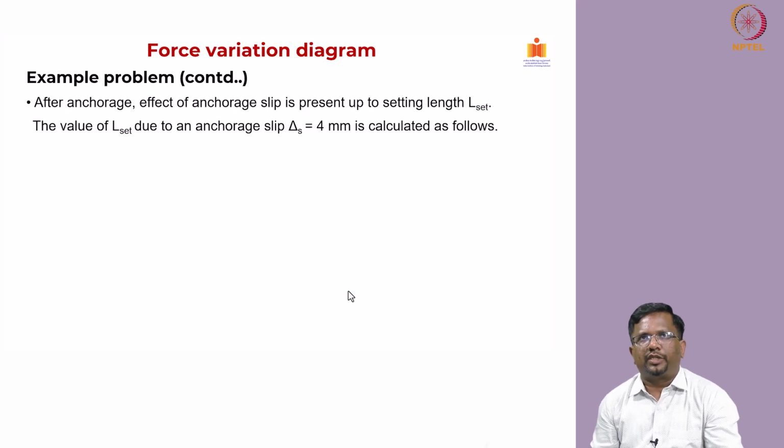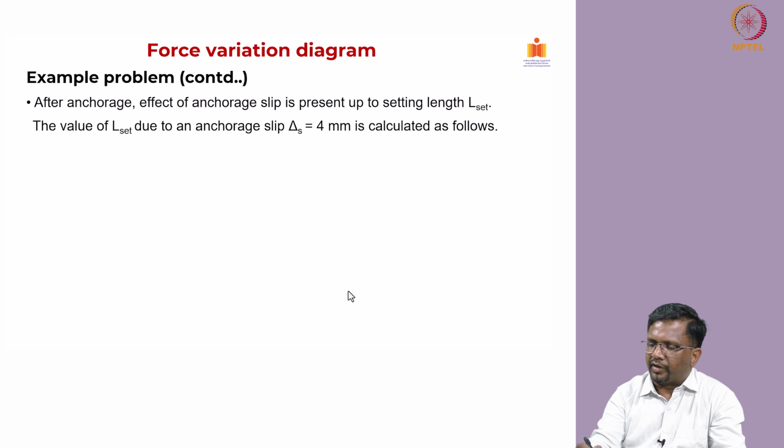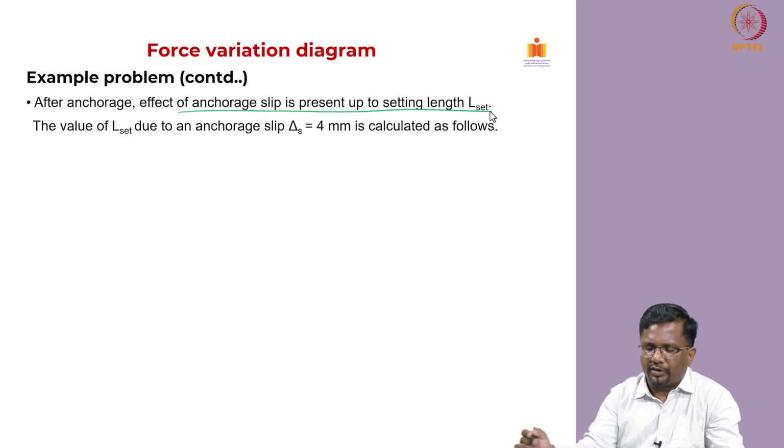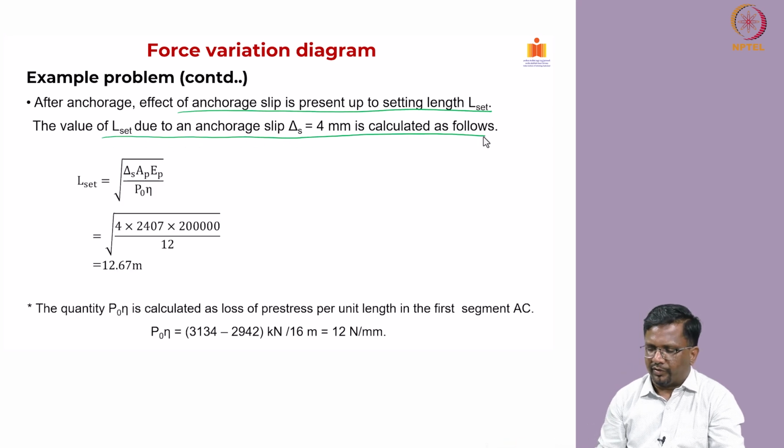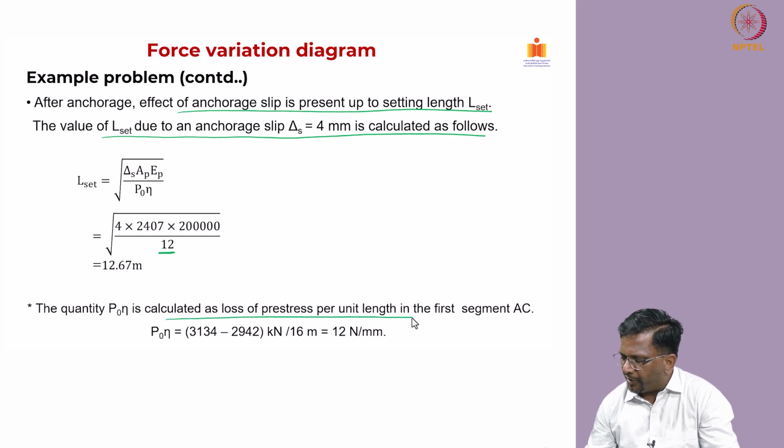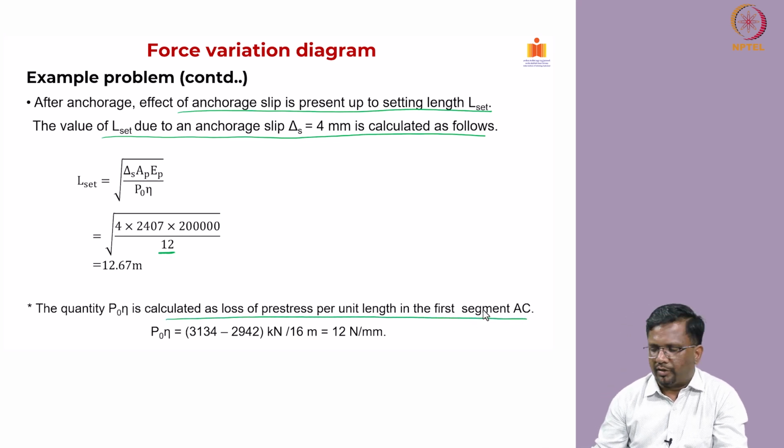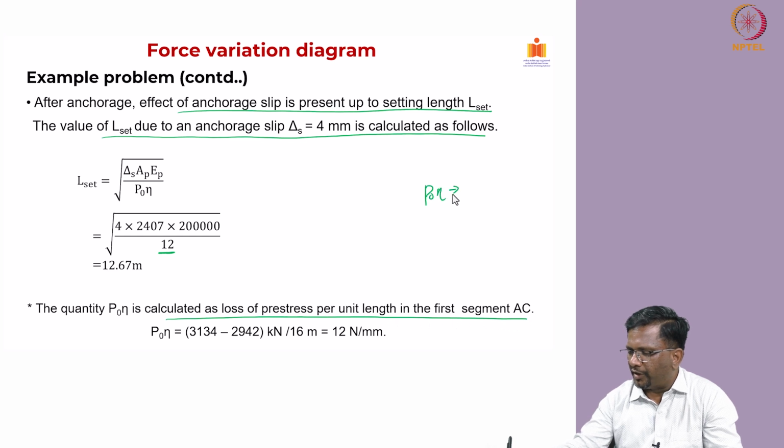Now, we can also see that after anchorage, the effect of anchorage slip is present up to the setting length, and the value of setting length due to an anchorage slip of 4 millimeter can be calculated as follows. Now, L set we have already derived a formula, which is delta S into AP into EP by P naught eta. Now, what is P naught eta? P naught eta is nothing but the average force loss per unit length in the first segment AC. That is what I said, P naught eta is the average force loss per unit length.